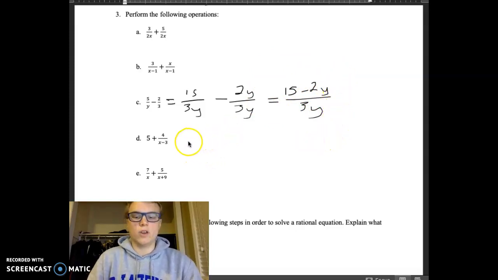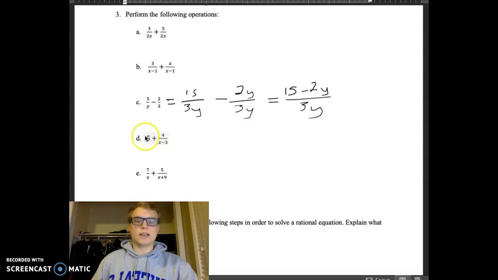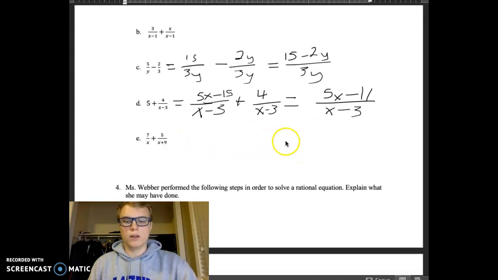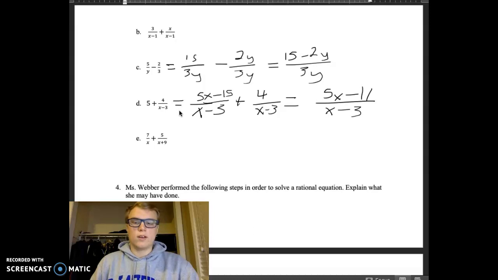Okay? So I'm going to have you do D, a similar situation. Go ahead and pause the video and work on that by yourself, all right? Here we go. So we know we have 4 over x minus 3, sorry. The easiest thing is to multiply 5 over x minus 3, or 5 times x minus 3 over x minus 3. I distributed already and got 5x minus 15 over x minus 3.